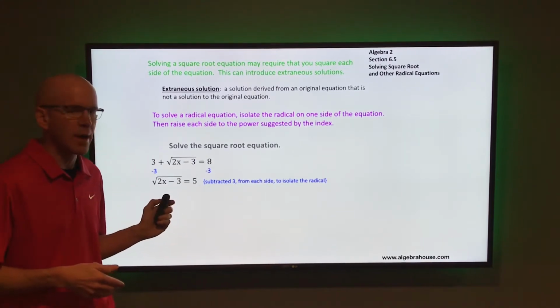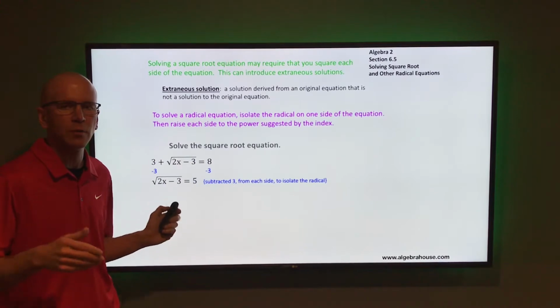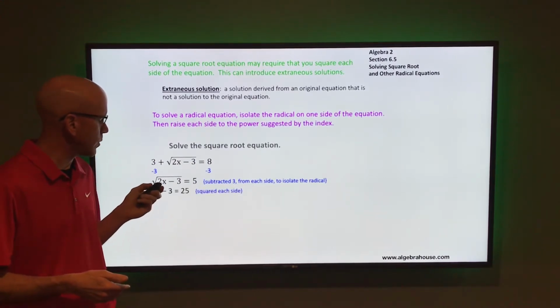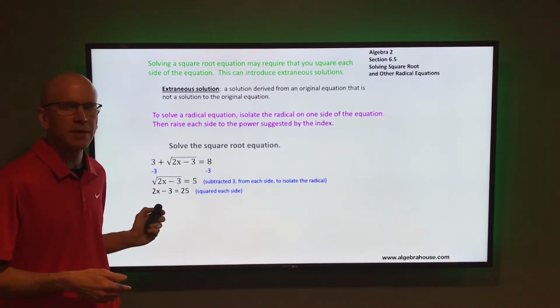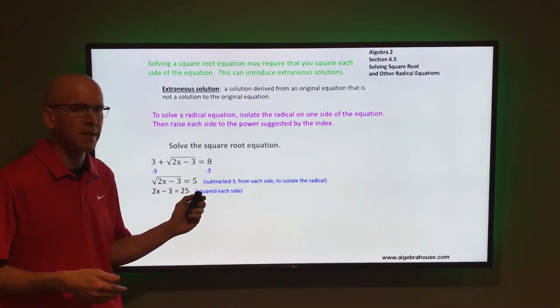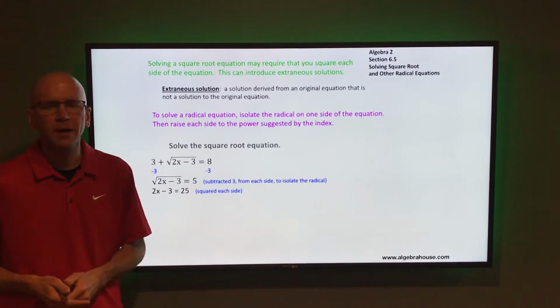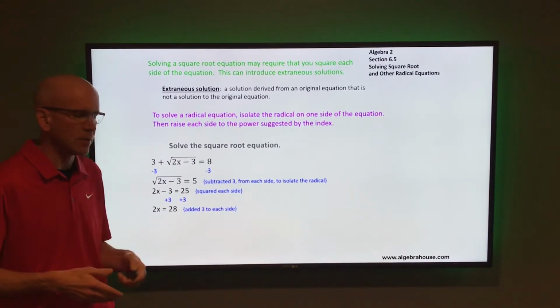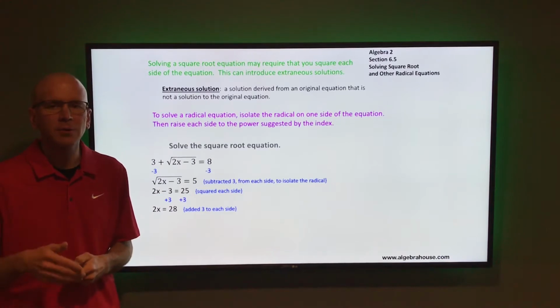Now we want to get rid of the radical sign. You want to do the opposite of square root, and that is squaring both sides. So if you square each side, if you square the square root of 2x minus 3, that is 2x minus 3. And on the other side, if you square 5, that is 25. Add 3 to both sides, get 2x equals 28. And then finally divide each side by 2, x equals 14.